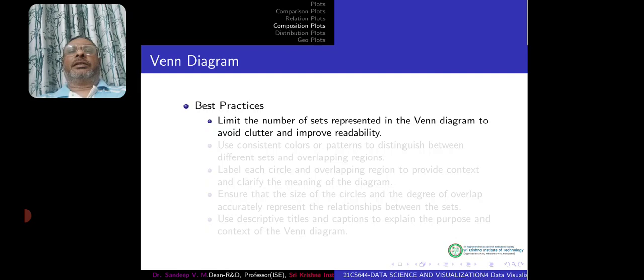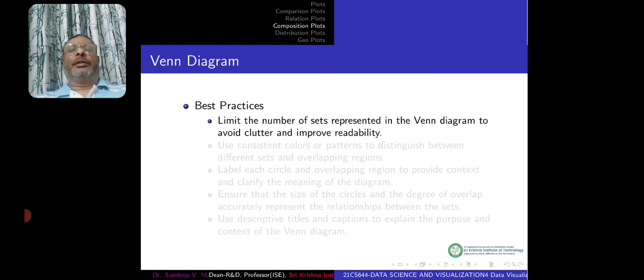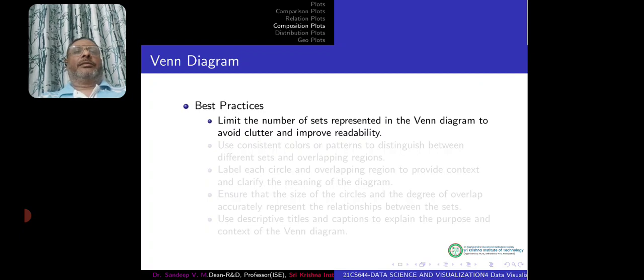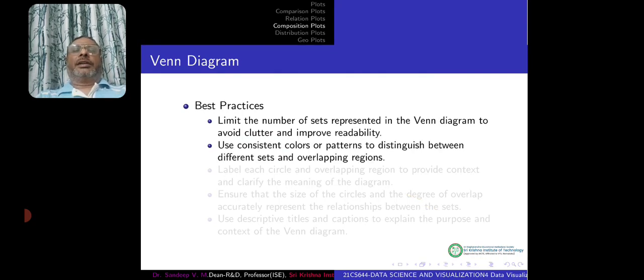So that means as one component is increased, one circle will increase, and the number of unique regions will double. So therefore it grows exponentially. So we should be very careful in limiting the number of sets used while working with the Venn diagram. Otherwise it becomes too cluttered, and we cannot understand what it is trying to convey.